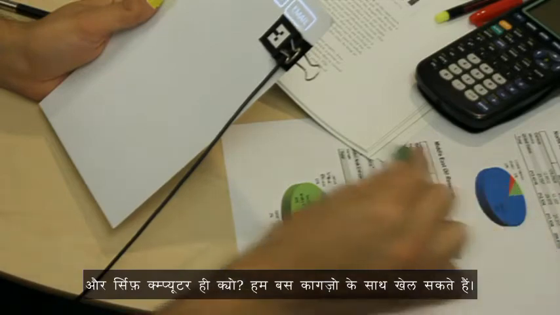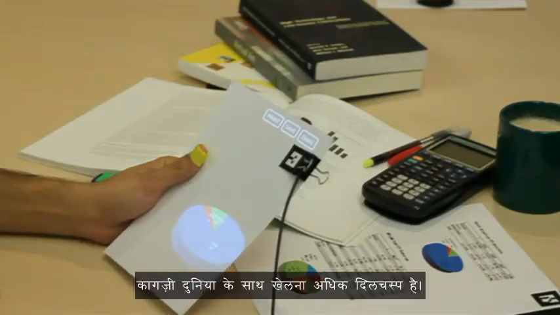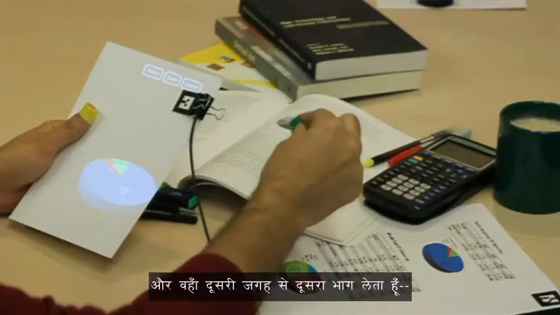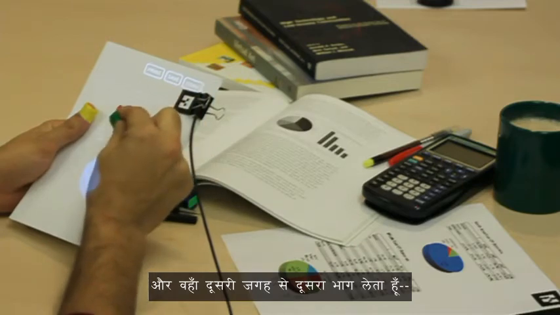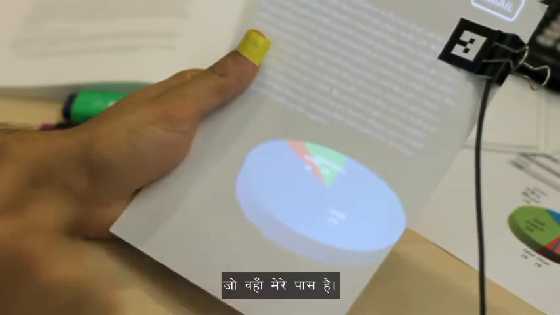And why only computers? We can just play with papers. The paper world is interesting to play with. So here I'm taking a part of a document and putting the second part from a second place over here, and I'm actually modifying the information that I have over there.